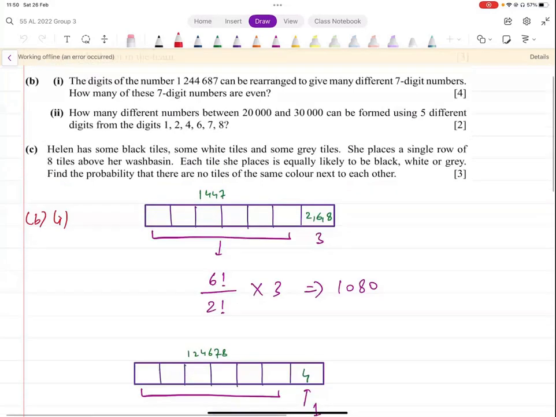Now she places a single row of 8 tiles above her wash basin. So there are 8 places in total. Each tile she places is equally likely to be black, white, or gray. So the probability of each of the three is 1/3. It can be any of the three. Find the probability that there are no tiles of the same color next to each other.